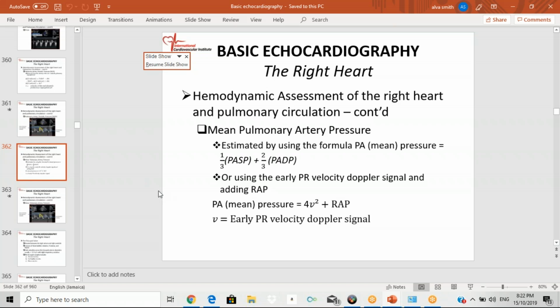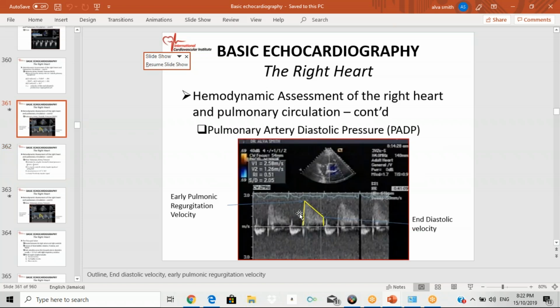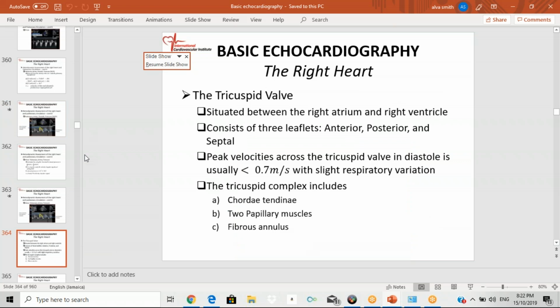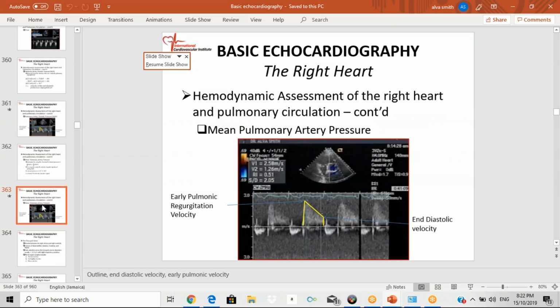You can also get the mean PA pressure by using the same 4V squared plus right atrial pressure, but you're going to use the early pulmonic velocity. So if you use the early pulmonic regurgitation velocity, you square it, multiply it by 4, and then you add the right atrial pressure to that, then you'll get the mean PA pressure.